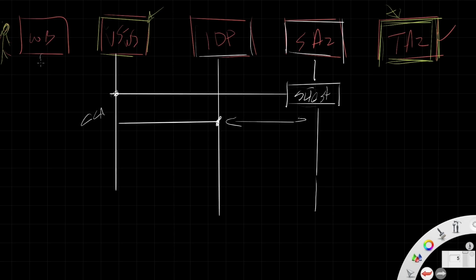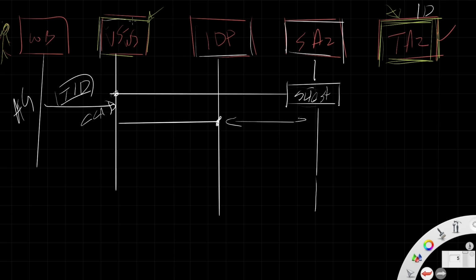Before that, we got the tenant ID, the ID of this particular account, from the user, which is me, AG. AG has given the tenant ID, TID. AG has given the tenant ID to the application.